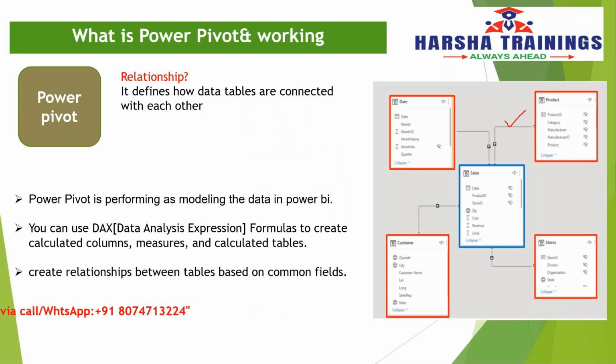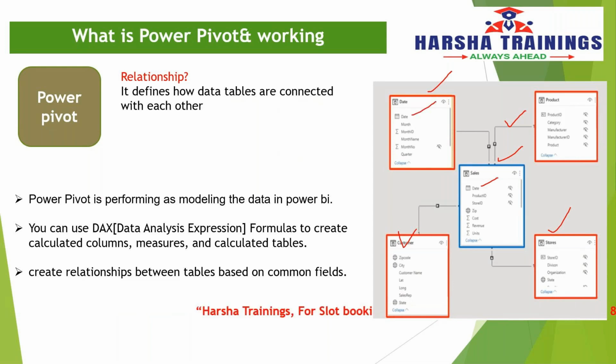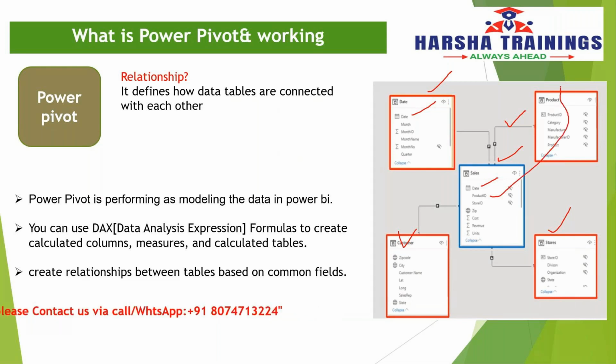Is that clear, everyone? If you observe, from each and every table there will be a common column from the sales table. The date column in the date table. Product id from the product table. In this product table we have product id. Now we have store id in the stores table.